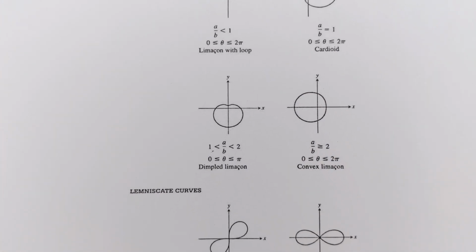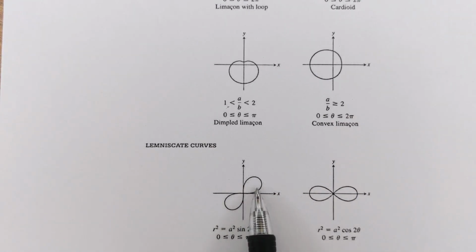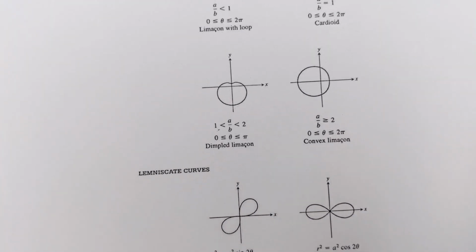Then you have the lemniscates, which look like these guys. They're infinity loops, essentially. That is the end of the section.